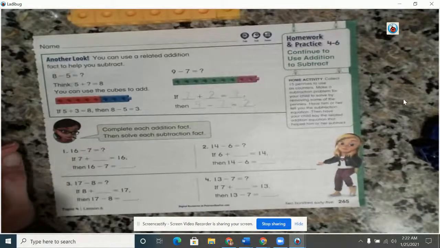Okay, hopefully that wasn't too zoomy fast. I tried to go fast so it wouldn't take forever, and hopefully you paused it if I went too fast.